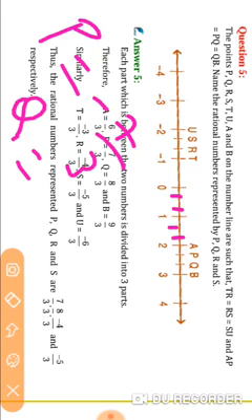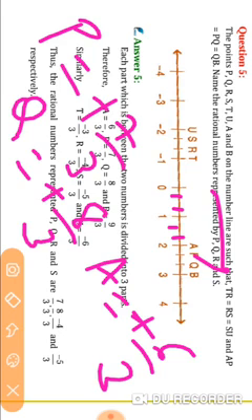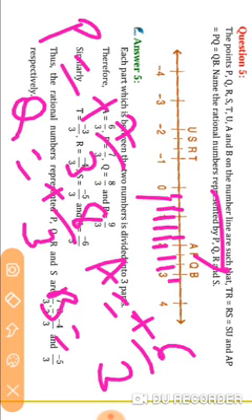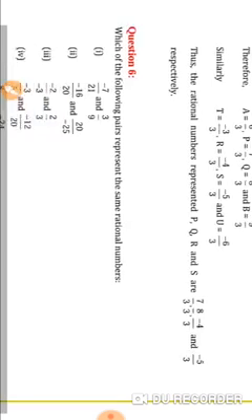Then Q, 1, 2, 3, 4, 5, 6, 7, 8. So this is the 8th one, so minus 8 by 3. Then for A, 1, 2, 3, 4, 5, 6. So it is minus, no, not minus, these are all plus. On this side it is, sorry, plus 6 by 3. Then for B, 1, 2, 3, 4, 5, 6, 7, 8, 9, so it is 9 by 3. You may simplify here. Okay, I hope you understand how we can locate.